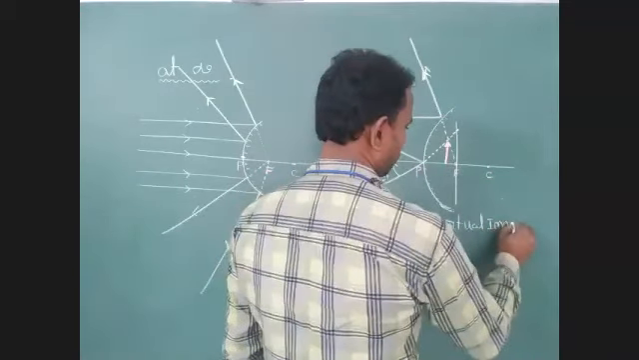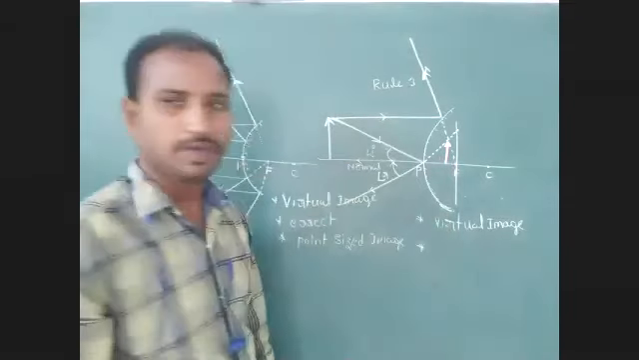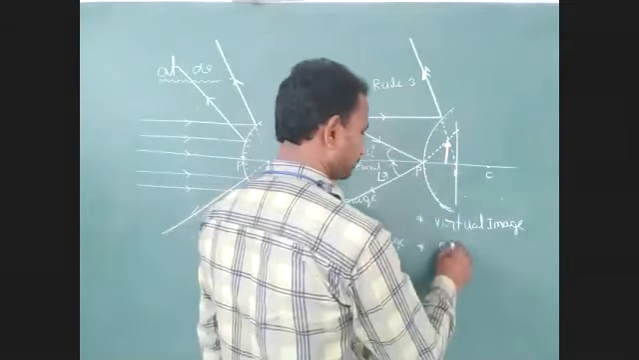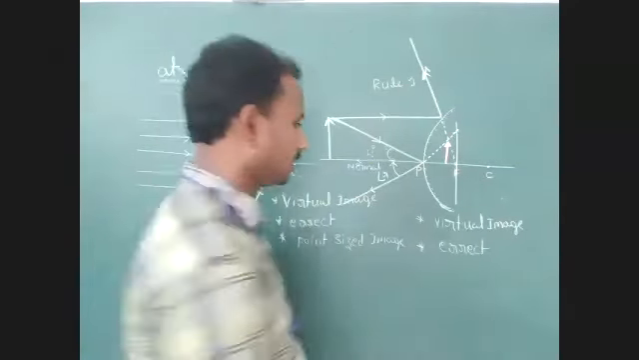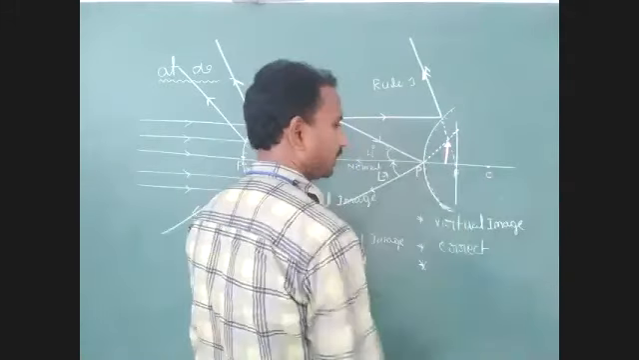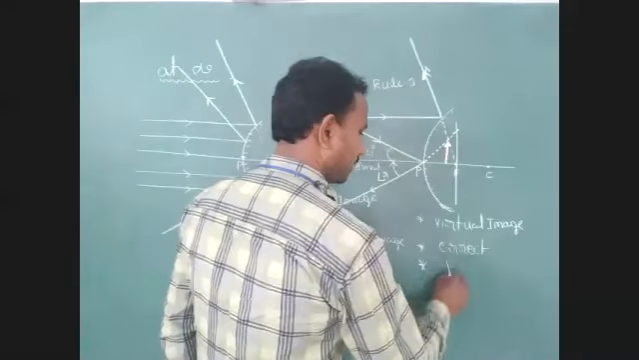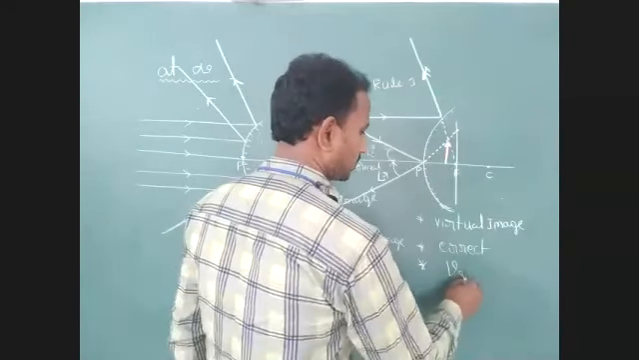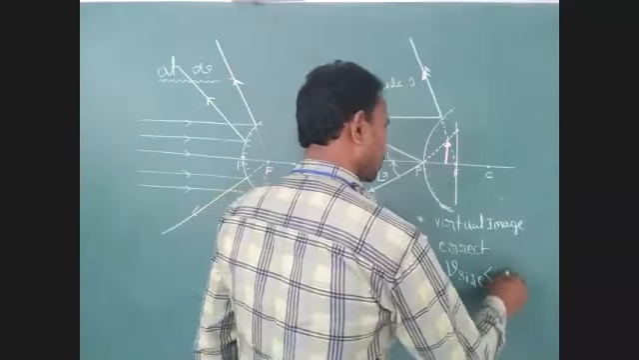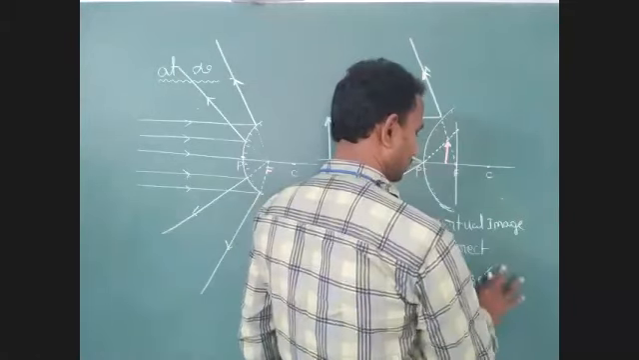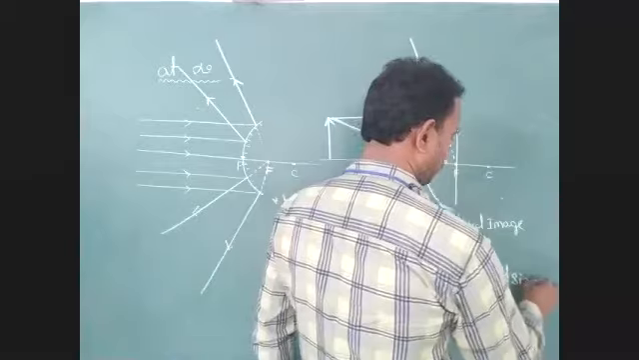Is virtual image. The next one, so that image is erect image. The next one we have to identify. So that point. So here image size less than object size.